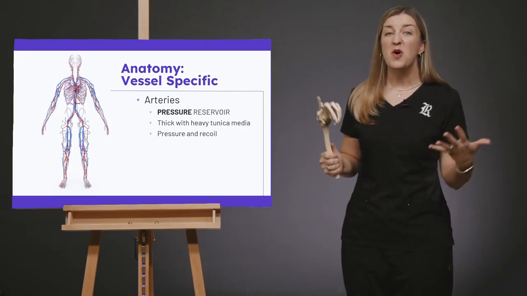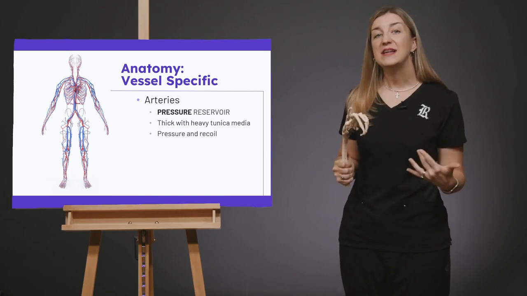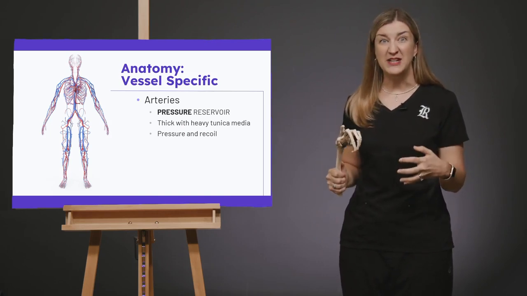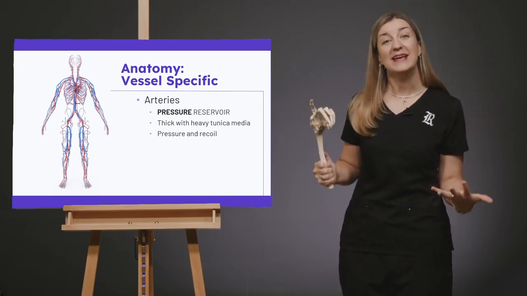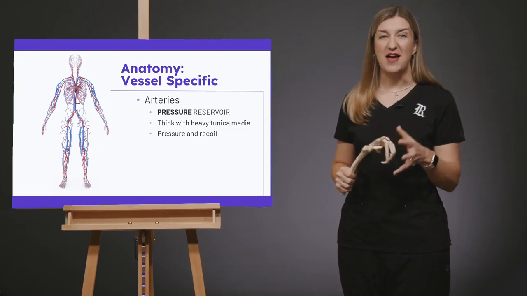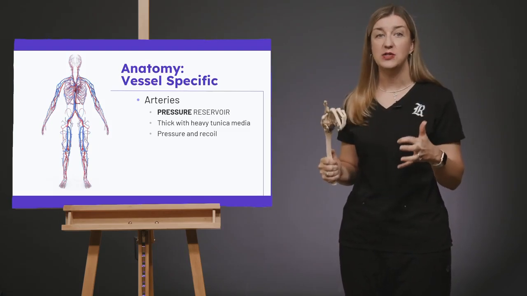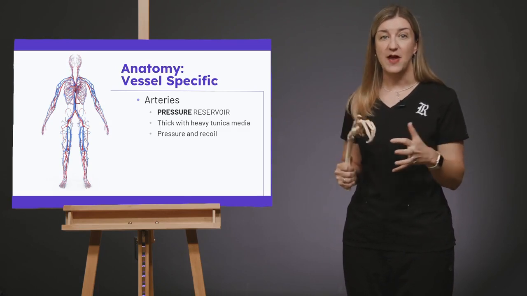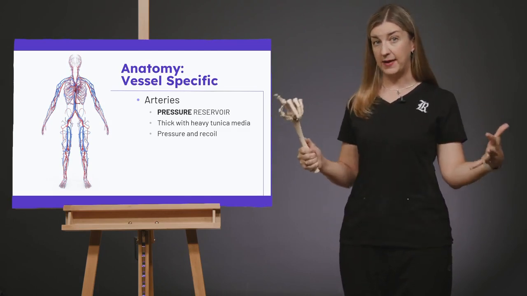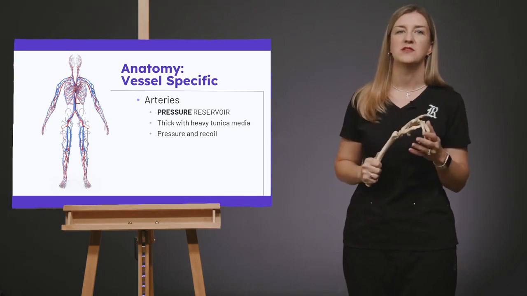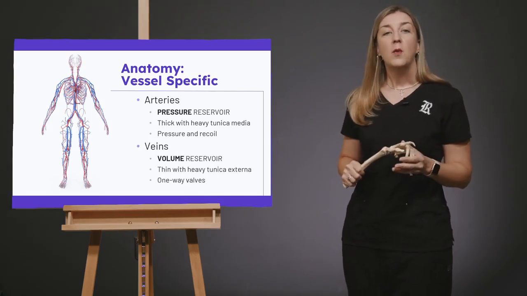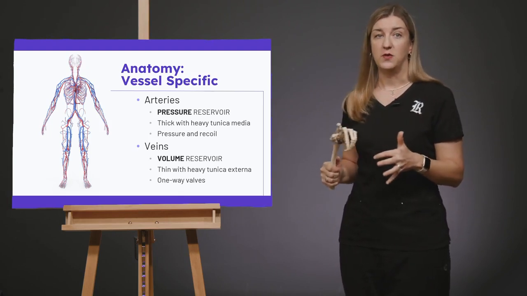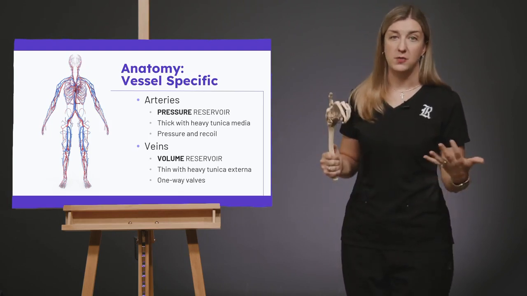Because they have to handle all this pressure, they have anatomical adaptations to keep them from exploding. Hooray! Specifically, arteries tend to have thick walls with a heavy tunica media. This middle layer has lots of smooth muscle and elastic fibers to allow the arteries to expand and recoil without permanent stretching. Neat.